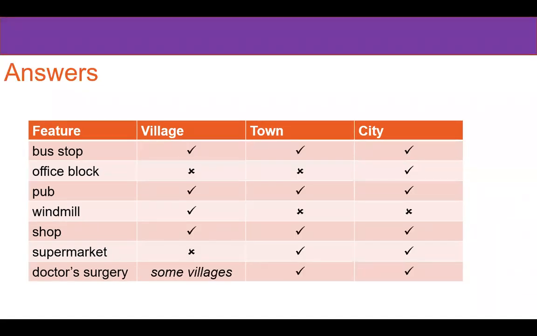So, the answers. Bus stop you would find in a village, a town, and a city. An office block you would only find in a city. A pub you would find in a village, a town, and a city. A windmill would only be found in a village, unless you have a rural area around our school, which we do have a windmill not far by. A shop would be found in all 3 areas. A supermarket would be found in a town and a city, but not in a village. And a doctor's surgery is definitely in a town and city, and maybe some of the large villages as well. Well done to all of you who got the answers correct.